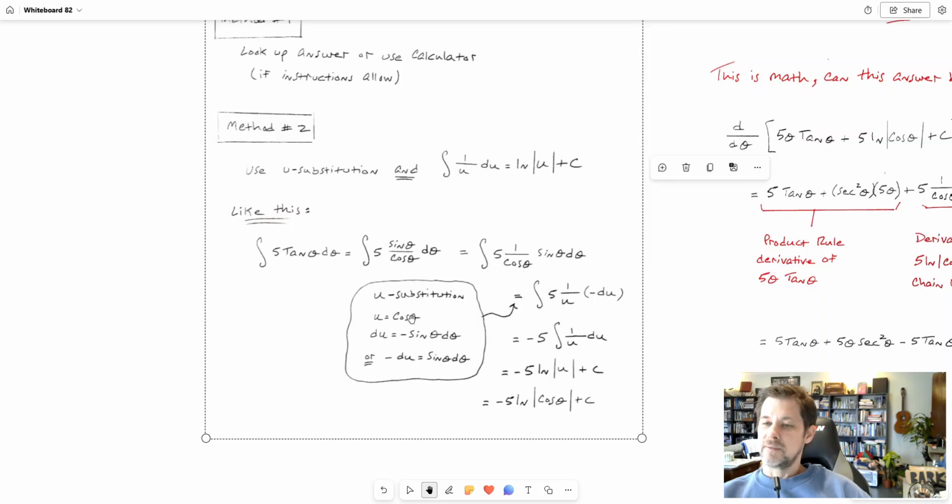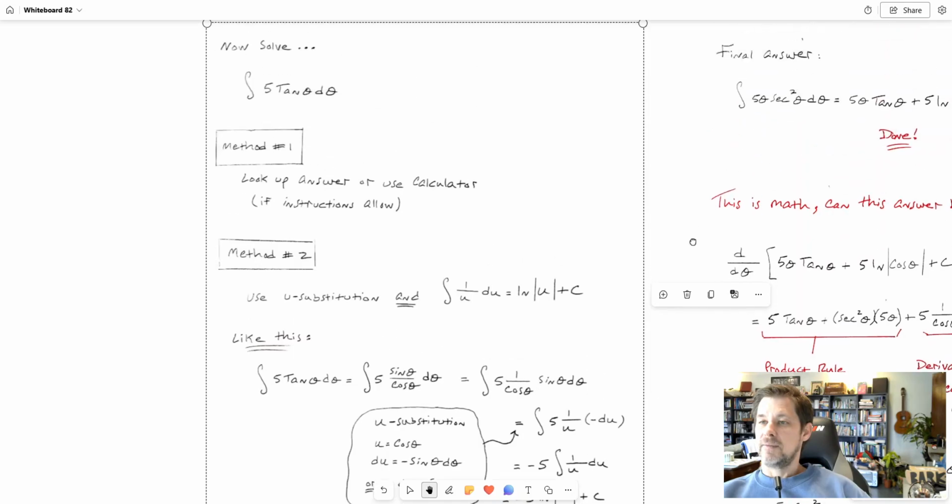For u, I'll substitute cosine. For sine theta d theta, I'll substitute -1 times du. Okay, I'll get this. I can remove this constant of 5 times -1, which is -5, from the integral. I'm left with 1 over u du, whose answer is natural log absolute value of u plus c. Okay, or if you'd like, -5 natural log absolute cosine theta plus c. Now that would complete our problem for us.